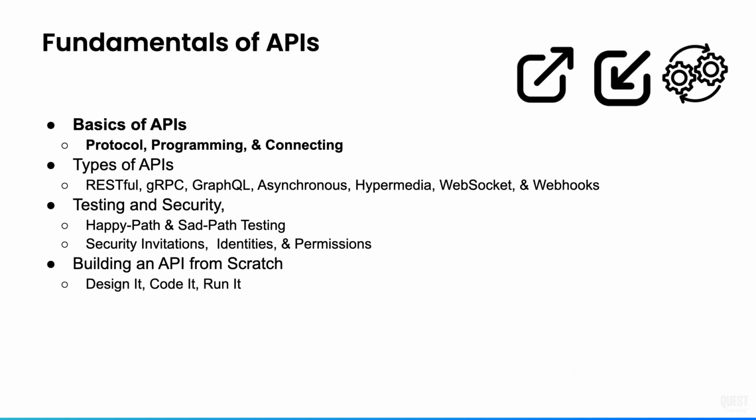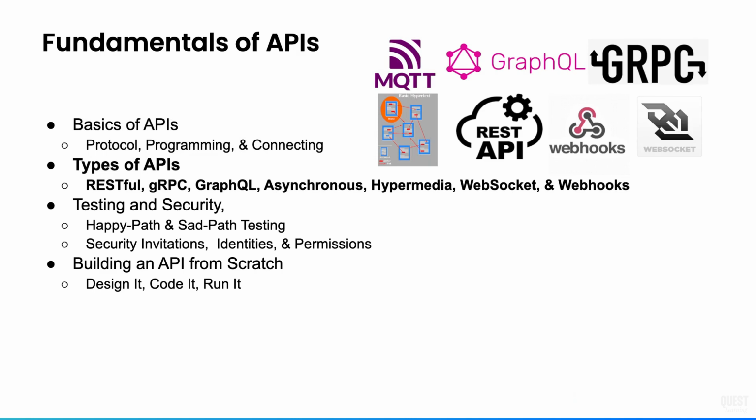We'll talk about the programming processes it takes to turn these designs into APIs, and we'll talk about the importance of connecting each API together using links and forms. We'll also focus on lots of different types of APIs, whether it's RESTful, RPC, GraphQL, Asynchronous, Hypermedia, Websockets, and Webhooks. Each has their own strengths and challenges. Each solves a unique problem and can come in really handy.